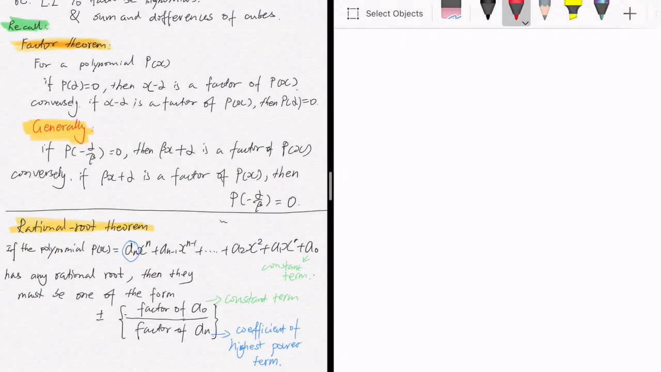Hello everyone, welcome to Mathematics Unit 1. This video will focus on the second part of 6C. The learning intention is to factorize the polynomial and to factorize the sum and difference of cubes.